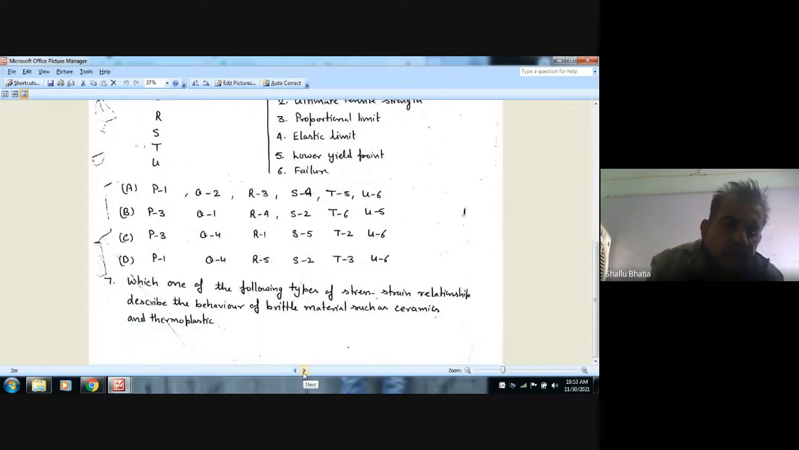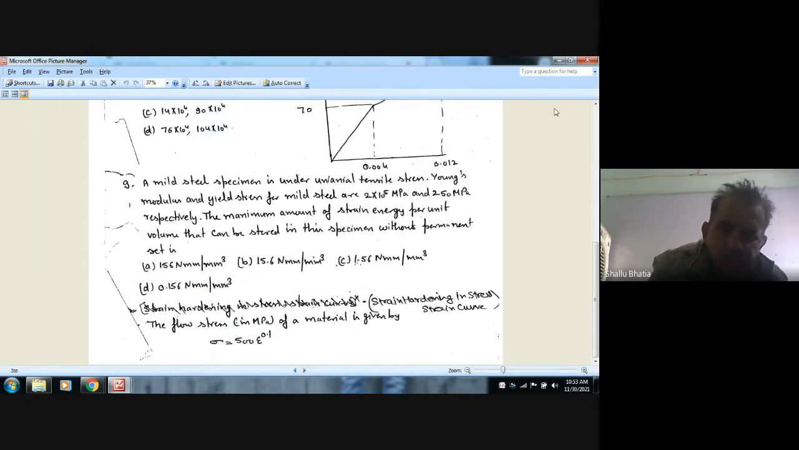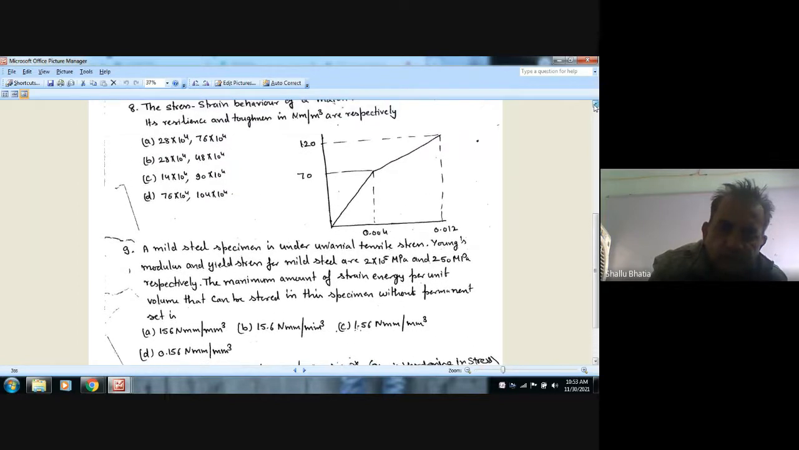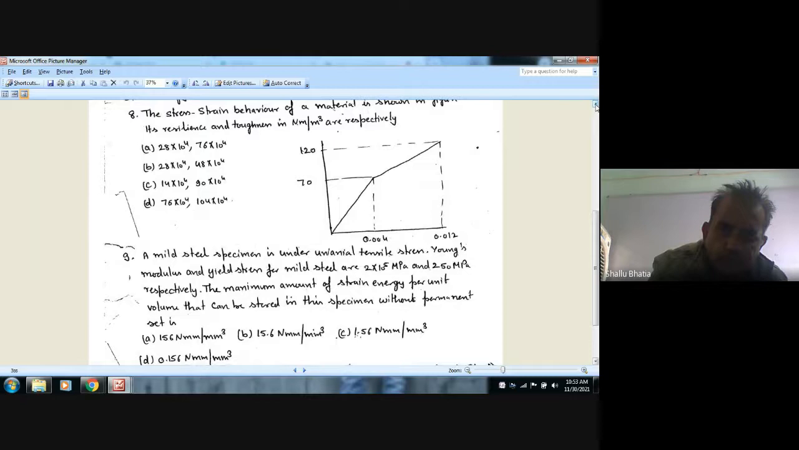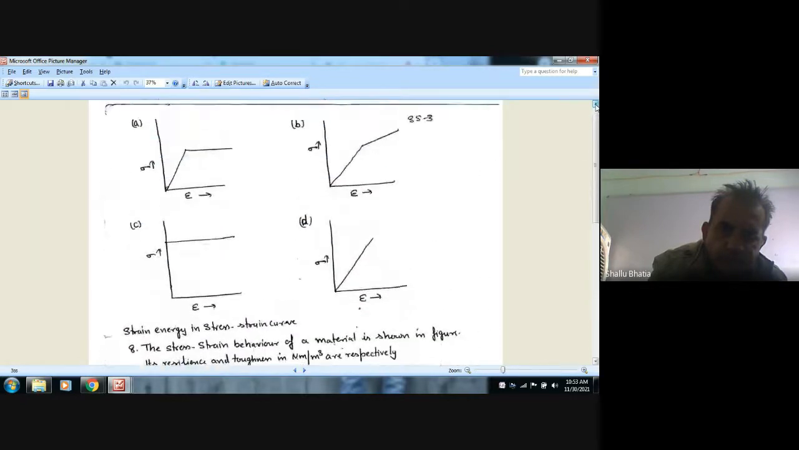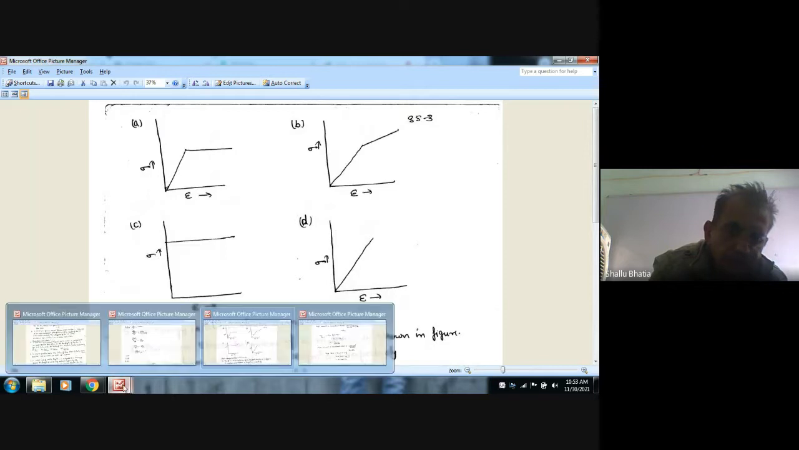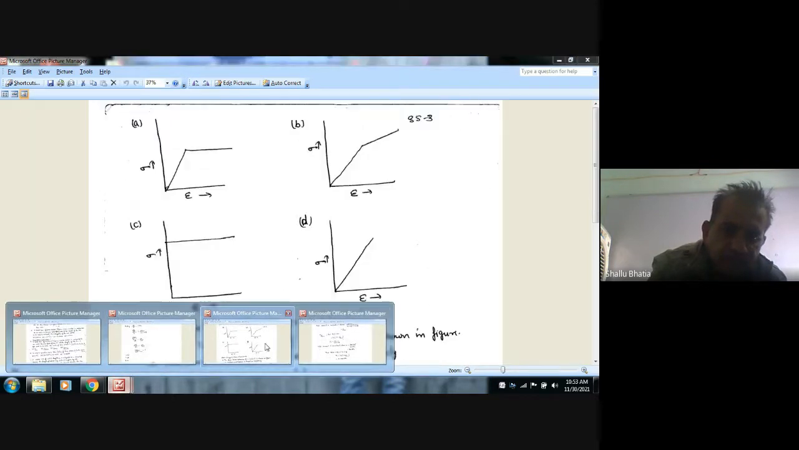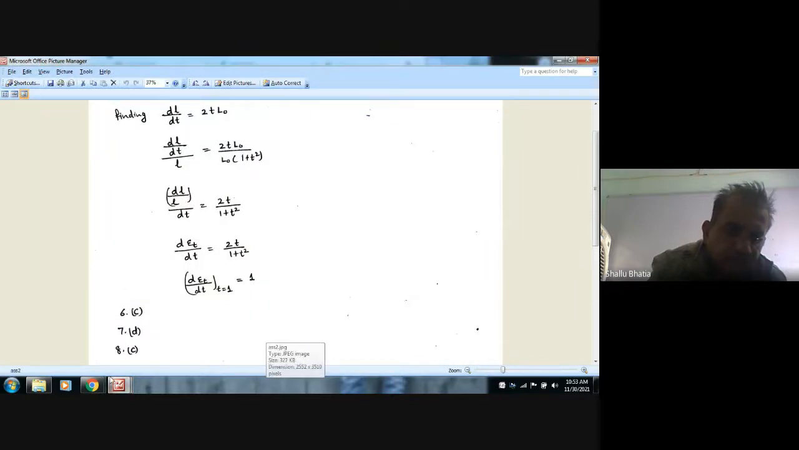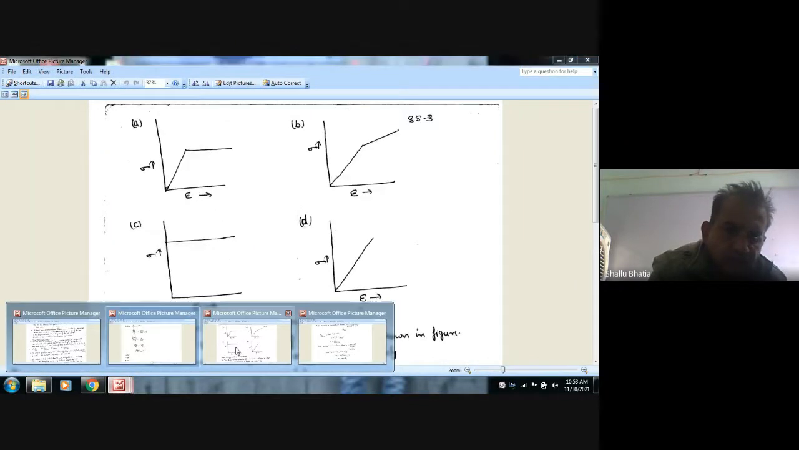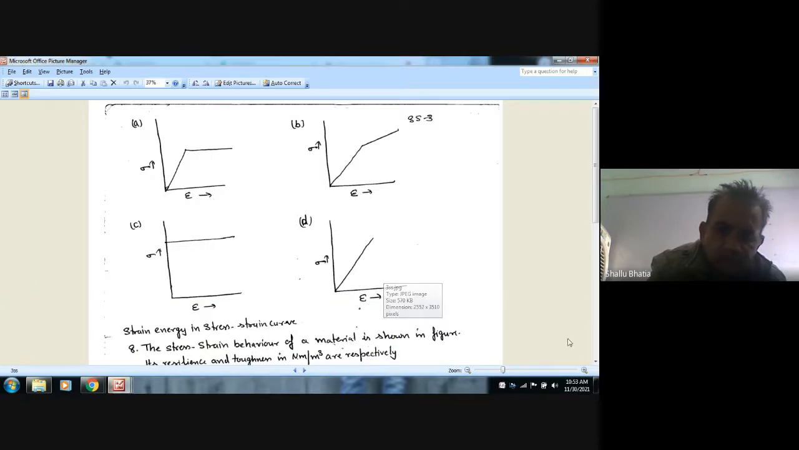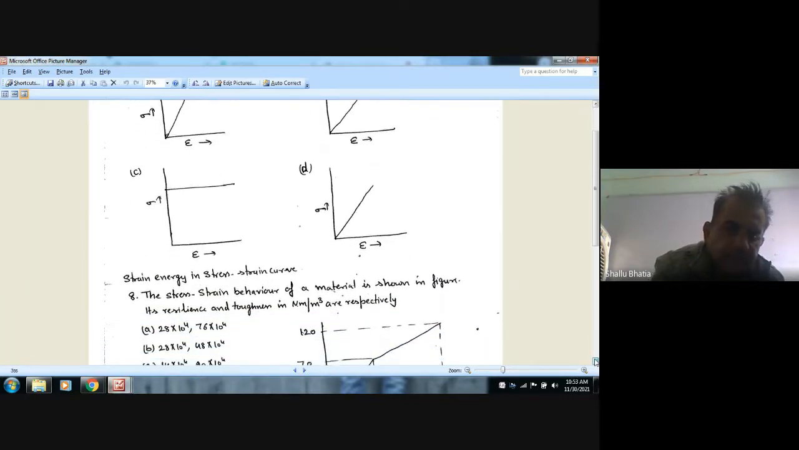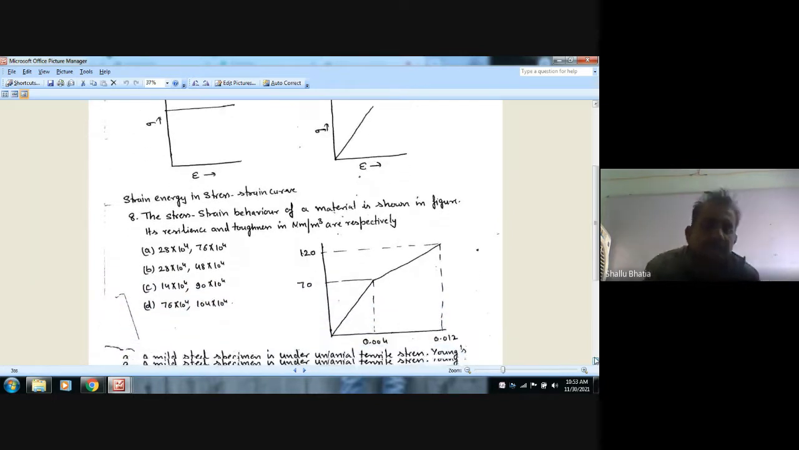Next, which one of the following types of stress strain relationship describes the behavior of brittle material such as ceramics or thermoplastic? So it is also a straightforward question. As ceramics are brittle material, so for brittle material, option D graph is right.